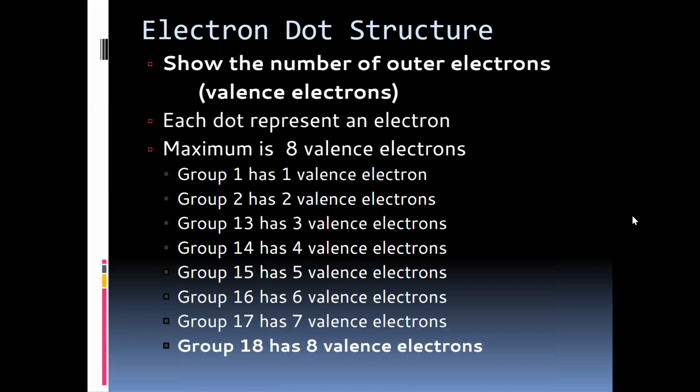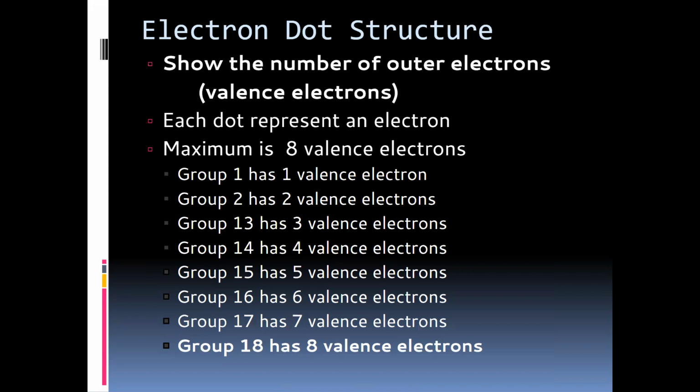But before we get there, I'd like to talk about electron dot structures, because you are absolutely going to be required to draw electron dot structures for me, and you're going to have to know about valence electrons, because valence electrons affect pretty much everything else that we do in this class. So a valence electron is an outer electron. The valence shell is the outermost electron shell around an atom.